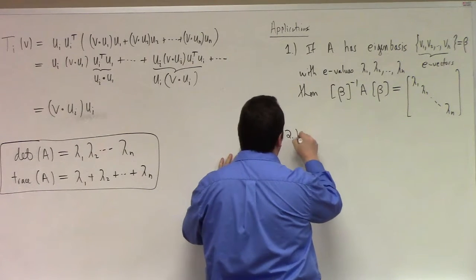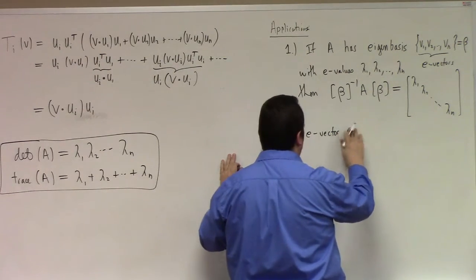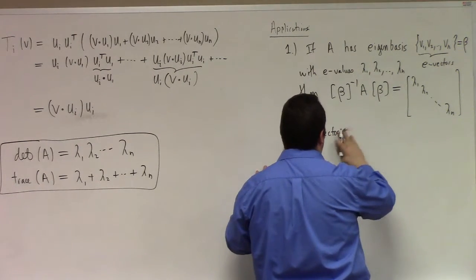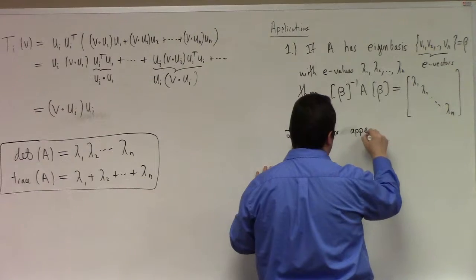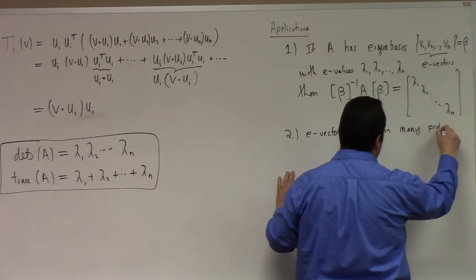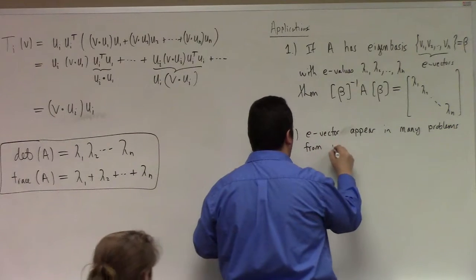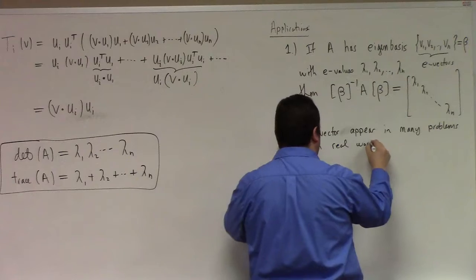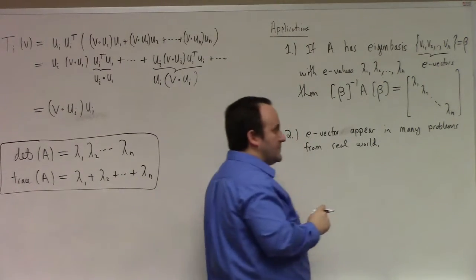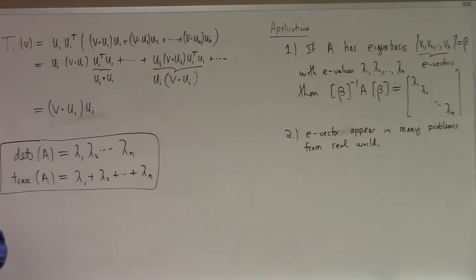But two, eigenvectors appear in many problems from the real world. Let me show you a few of those. One kind of problem is called a Markov chain.